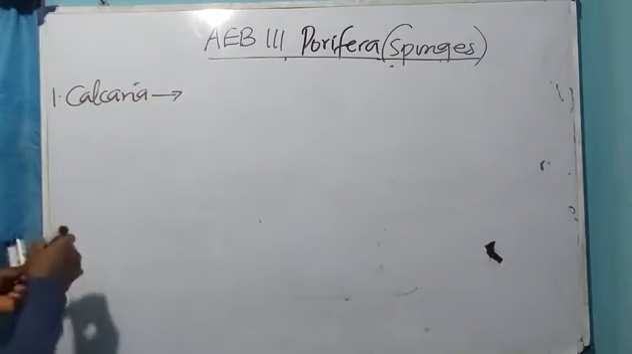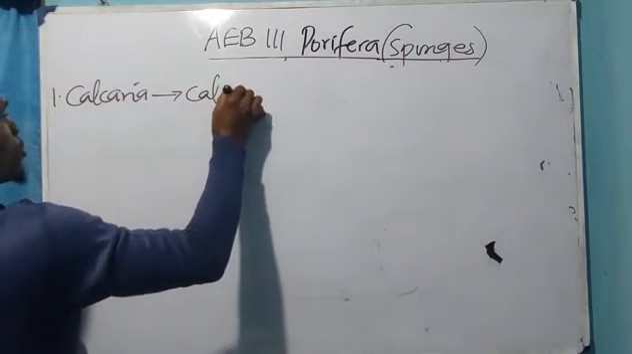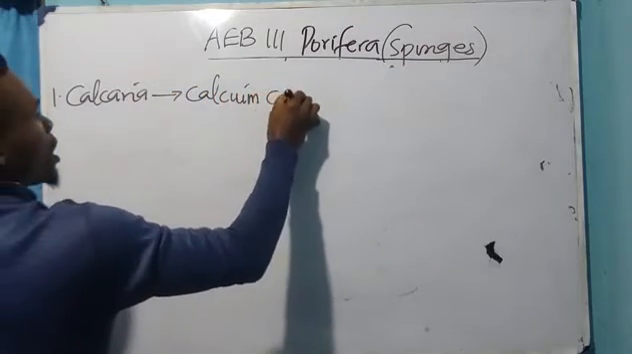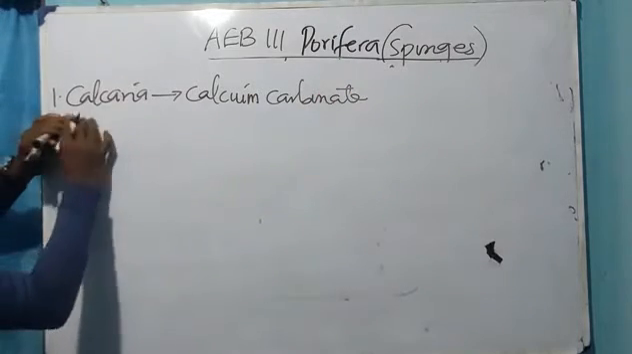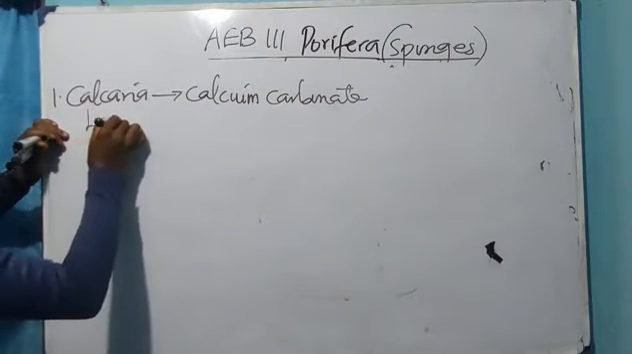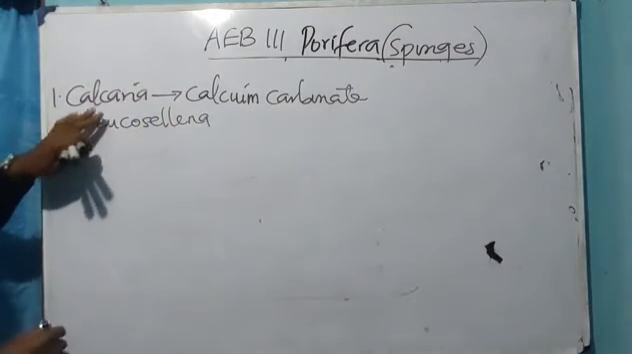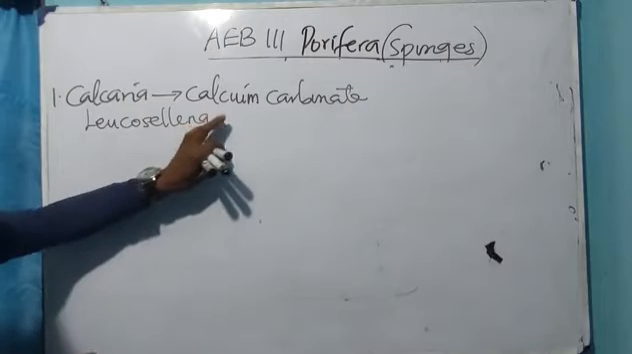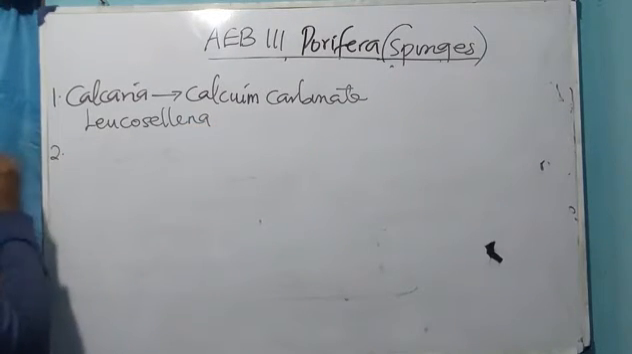The Calcarea is made up of calcium carbonate. A good example of an organism under Calcarea is Leucosolenia. Leucosolenia is a calcarean, having calcium carbonate.